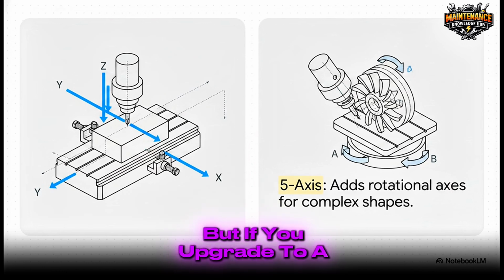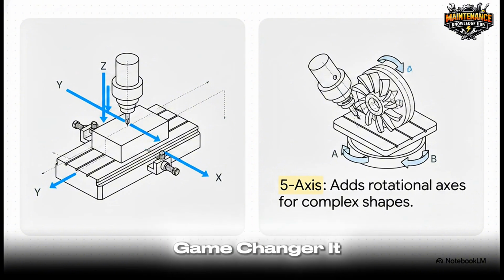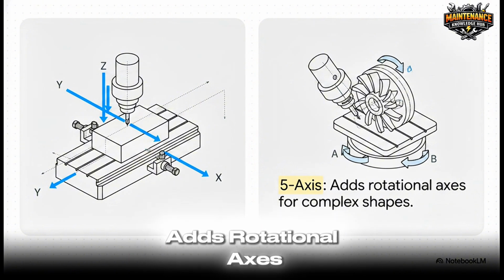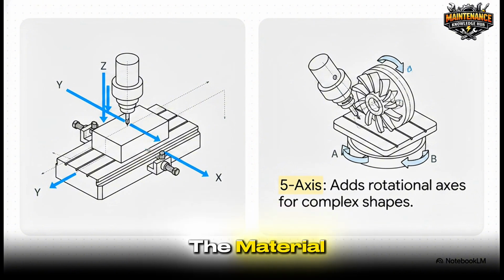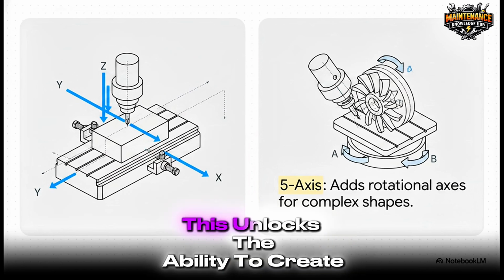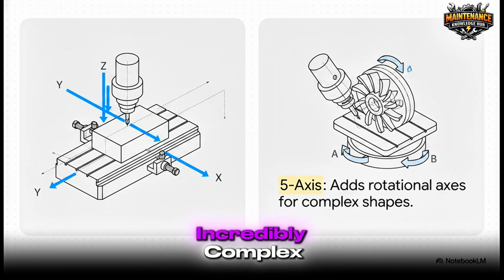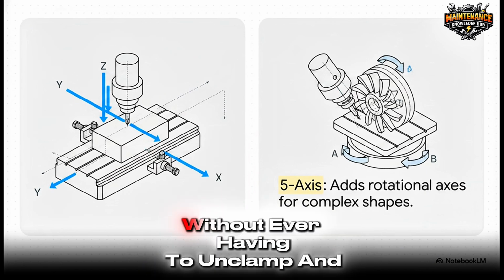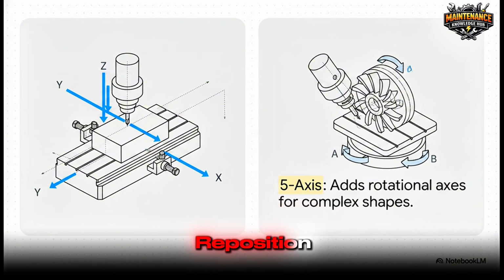But if you upgrade to a 5-axis machine, that's a real game changer. It adds rotational axes, meaning you can approach the material from almost any angle. This unlocks the ability to create incredibly complex, multi-sided parts without ever having to unclamp and reposition the material.